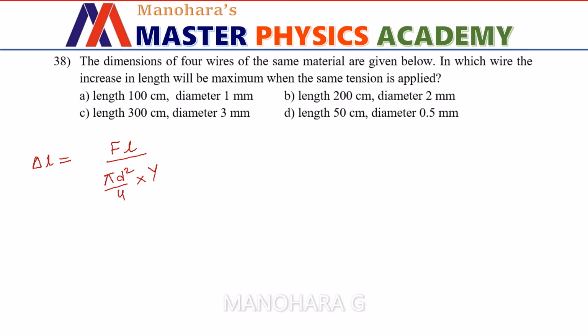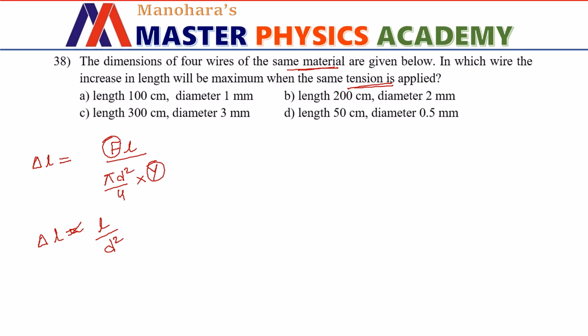Here the same tension is applied. That means the force applied on each wire will be the same, so it is going to be constant. Since the wires are made up of the same material, the Young's modulus of all the wires is going to be the same. So how does the change in length depend? It is directly proportional to the length of the wire and inversely proportional to the square of the diameter. So for whichever wire this is maximum, the change in length will be maximum.